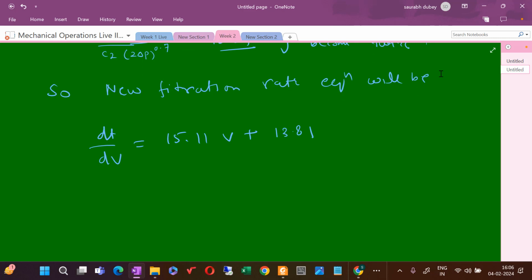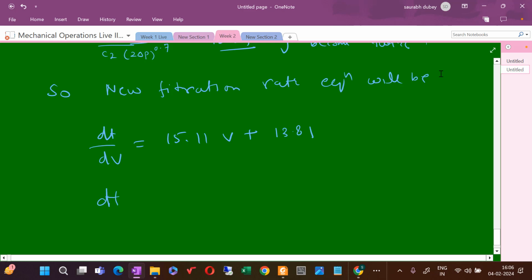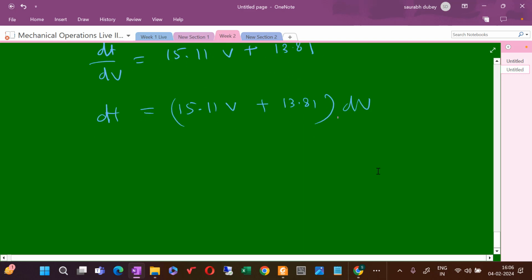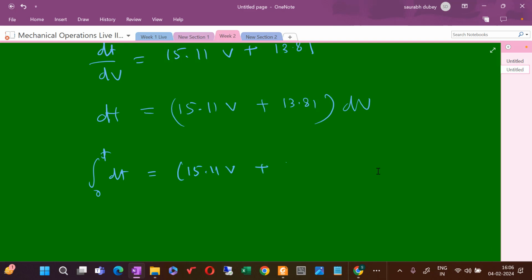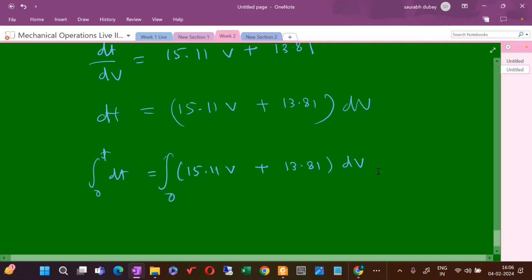Now the question is, you are asked to calculate the time for which the collection of the filtrate will be 3.5. So how are you going to solve it? You just rearrange it. dt equals 15.11v plus 13.81 dv. Integrate it: t from 0 to t, dt equals the integral of 15.11v plus 13.81 dv, with v from 0 to 3.5, the final collection of the filtrate that has been asked in the question.